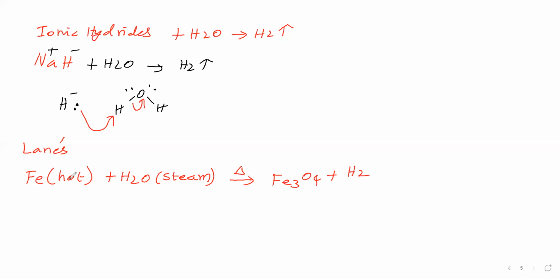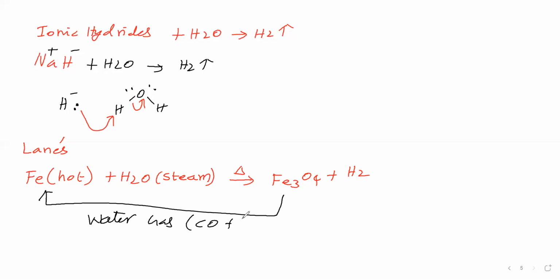So this iron is in hot condition, over which steam is passed. We get Fe3O4 and hydrogen gas. This Fe3O4 we again convert back into iron by treating with water gas. Water gas contains carbon monoxide and hydrogen. Fe3O4 reacts with carbon monoxide and becomes Fe; carbon monoxide takes this oxygen and becomes CO2.